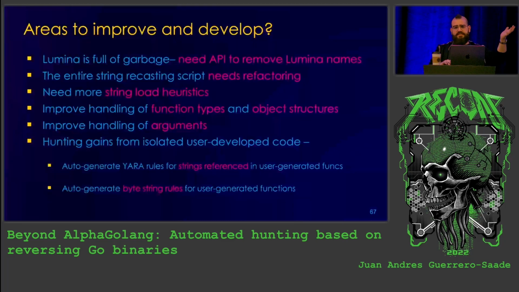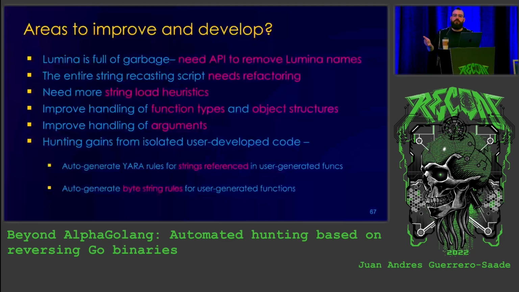The string recasting script, as I said, needs refactoring. It needs more of the modern heuristics. It works in most cases, but when you get a 25 megabyte Golang binary full of these blobs, you're going to have a bad time. We can always handle function types and object structures better. Ivan provided the script, but it's not tested for all of the edge cases of cross-compilation, so sometimes you don't have the right segment name. We should probably figure out the heuristics for some of that. We could definitely improve handling of arguments. Why?